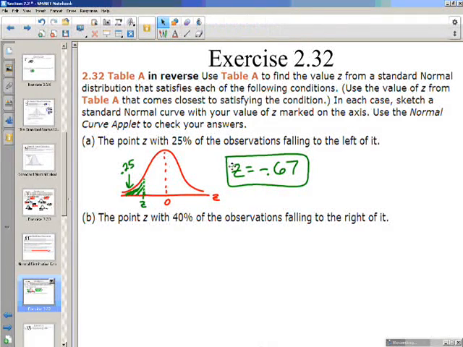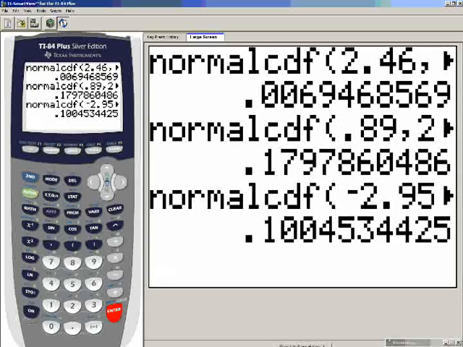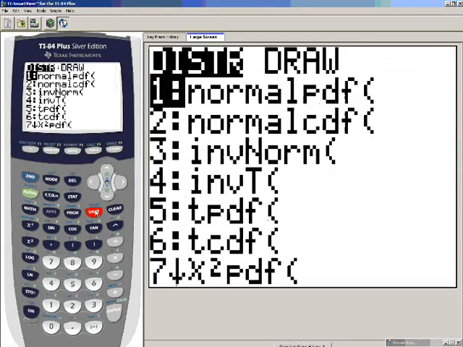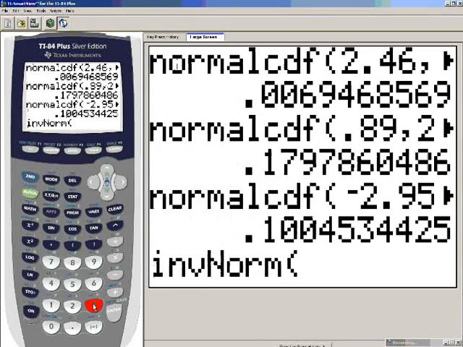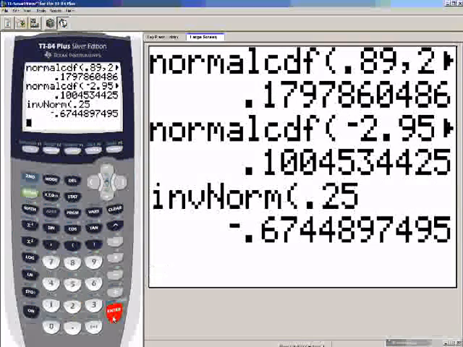On the calculator, and I'll write this in blue, you would put in inverse norm of 0.25. In other words, you're using your normal distribution in the opposite direction. So go to your calculator, into your distribution menu again. You see inverse norm is number 3, inverse norm 0.25. And you see there's your z-score. Z-scores round to 2 places, areas round to 4 decimal places.